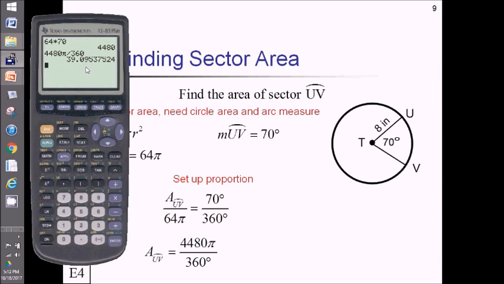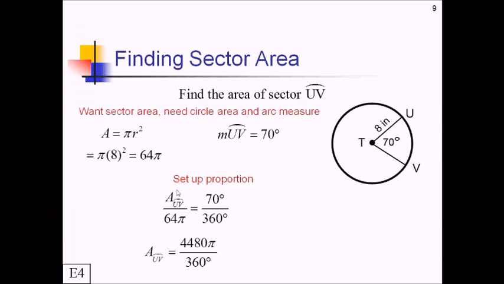Now some of you might be wondering why we don't need the parentheses up here on the top of the fraction. Well, we want to multiply 4480 times pi and then divide by 360, and that's exactly what we're doing if we just write things in order with no parentheses. So we can get away with it on the top of a fraction, but not on the bottom. So again, 39.10, and that'll be square inches. Watch your units. Now we're dealing with area, not just a length.